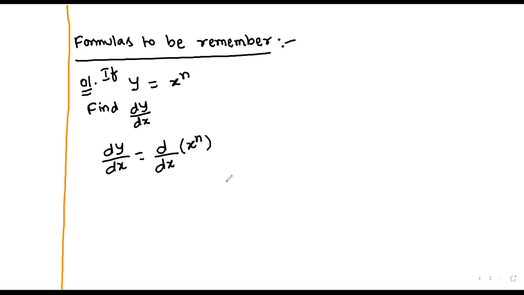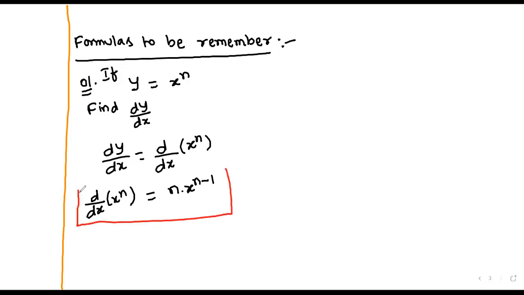Is it fine? Yes, sir. It is n times x power n minus 1. This is the formula: d by dx of x power n is equal to n into x power n minus 1. I'll keep it in a box. This formula needs to be remembered.